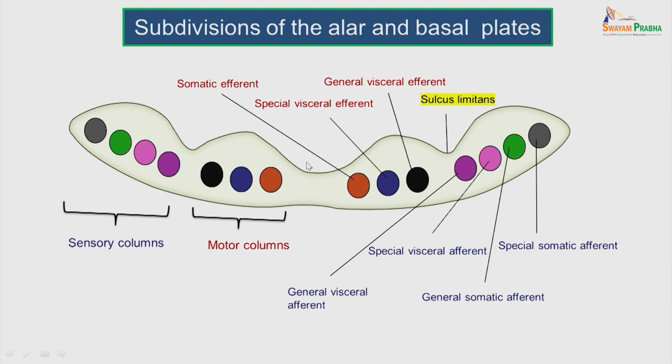Here you can see there is a sulcus limitans on either side, and the general and visceral components are towards the sulcus limitans. The arrangement goes in one order, from medial to lateral or from lateral to medial. So, let us see from here first the somatic efferent, special visceral efferent, then general visceral efferent, then after the sulcus limitans we have, from the alar plate, the general visceral afferent, special visceral afferent, general somatic afferent and special somatic afferent.